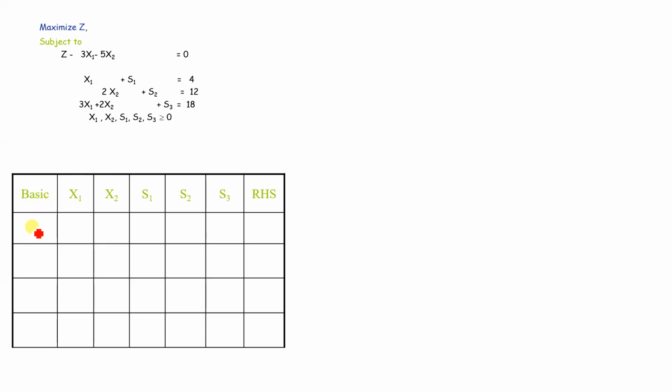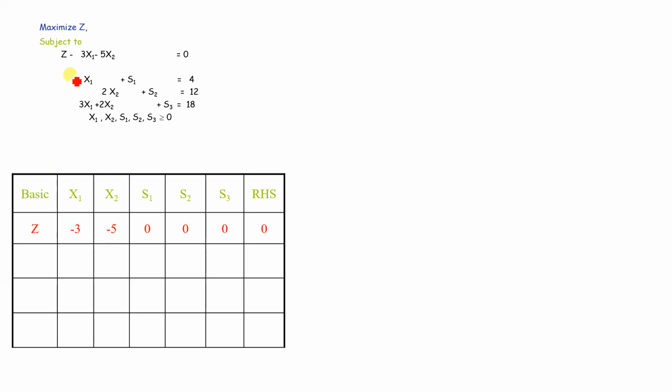So first of all, let's write 0, z, and the coefficient of x1 in row 0 is -3, the coefficient of x2 in row 0 is -5, the coefficient of s1 is 0, the coefficient of s2 is also 0, and the coefficient of s3 is also 0, so we write 0 here. The right hand side of this equation is 0, so we'll be writing 0 here. So this is how row 0 is completed.